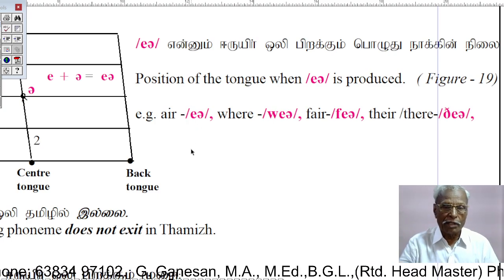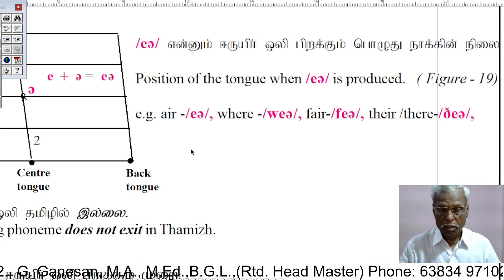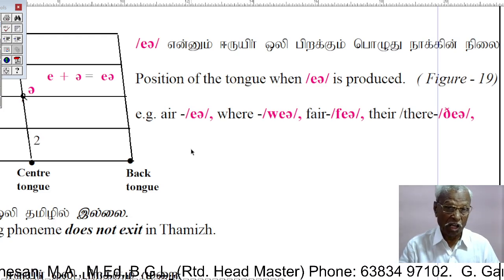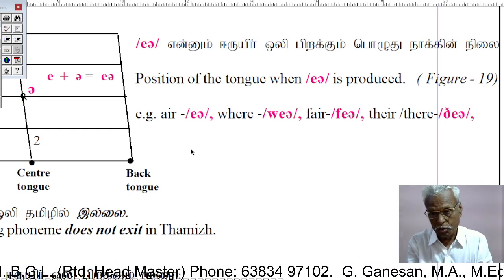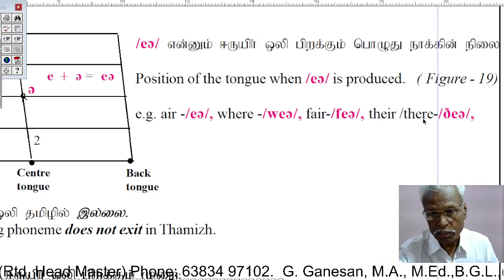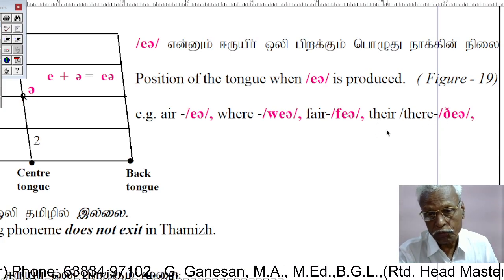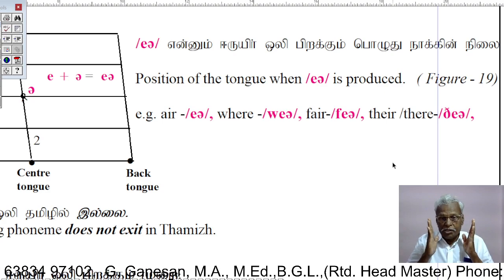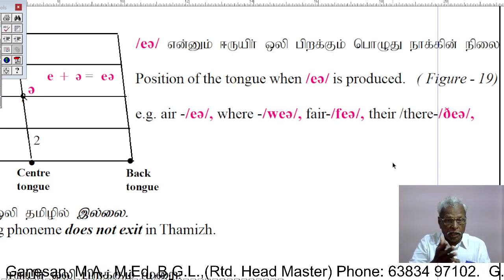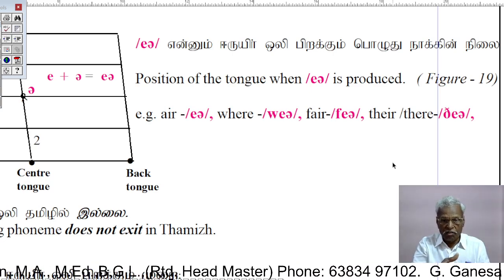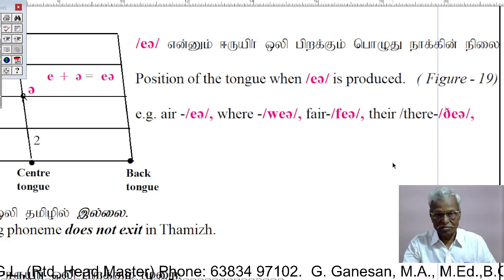A-I-R, not air. O-R, not where. Fire, not fire. T-H-E-I-R and T-H-E-R-E are homophones, not there. Both the words are homophones. Their pronunciation is the same. Again, fire, fire, fire. So, okay?